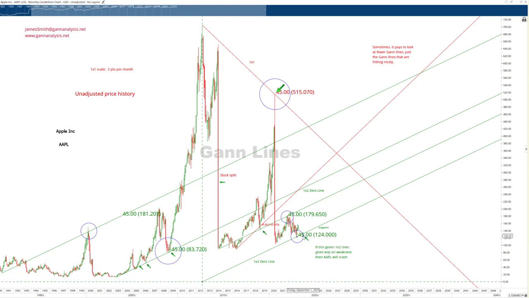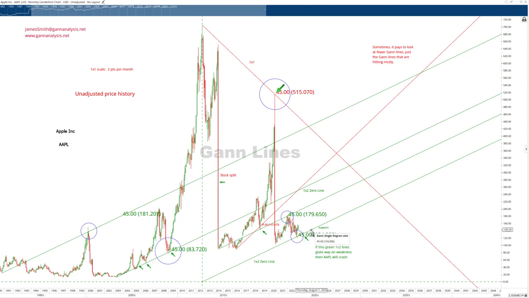I've just overlaid the scale here. This is not a 45-degree line. I've just used it in order to give you the price. So this is a 1x2 line. This is a 1x2 line, and the red lines are 1x1 lines. So what's interesting is that it gave you exact support.